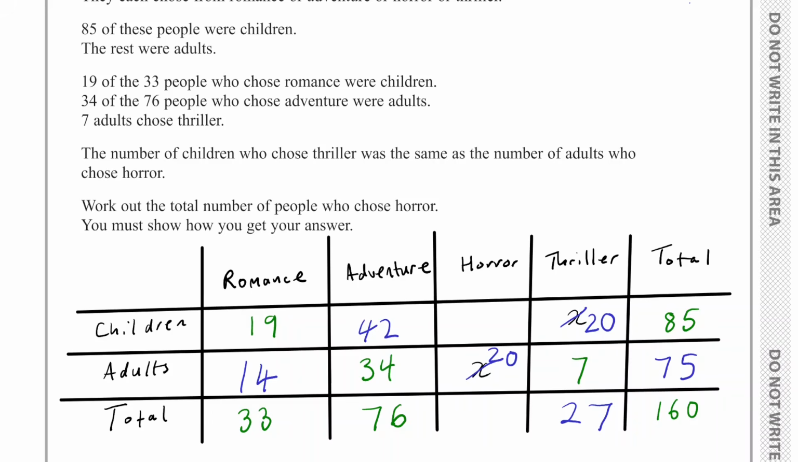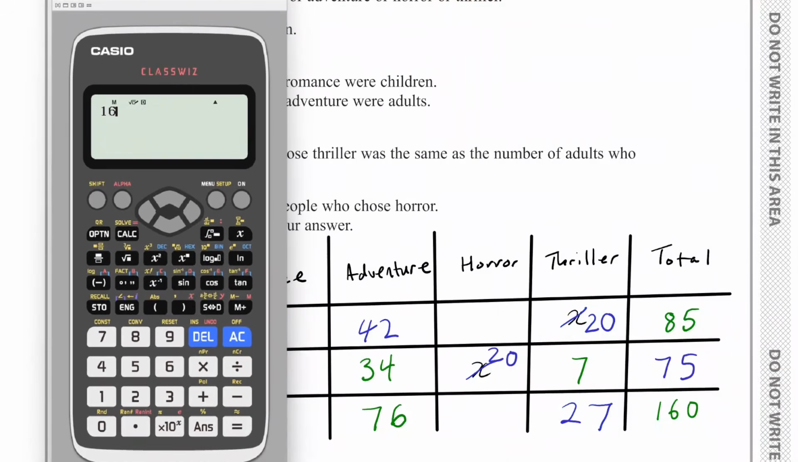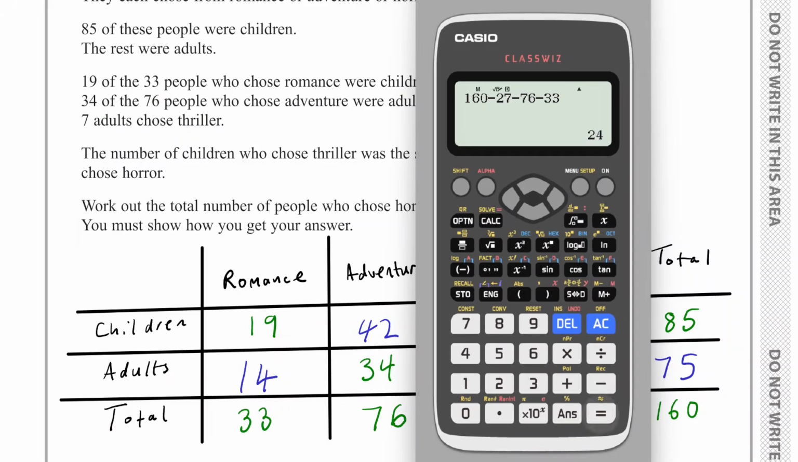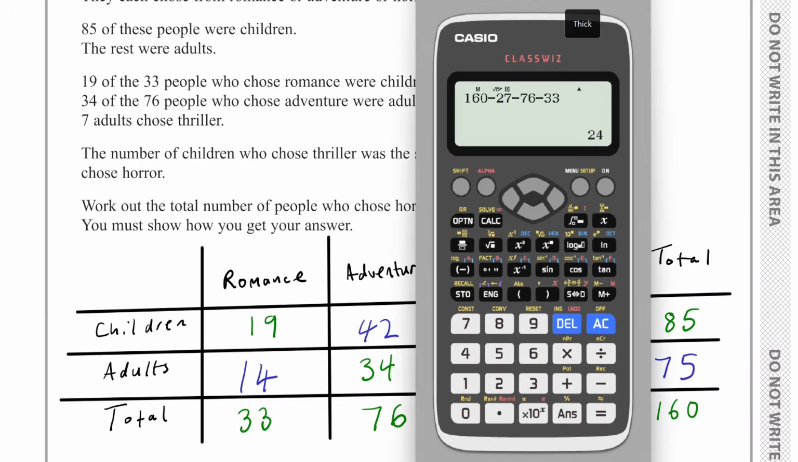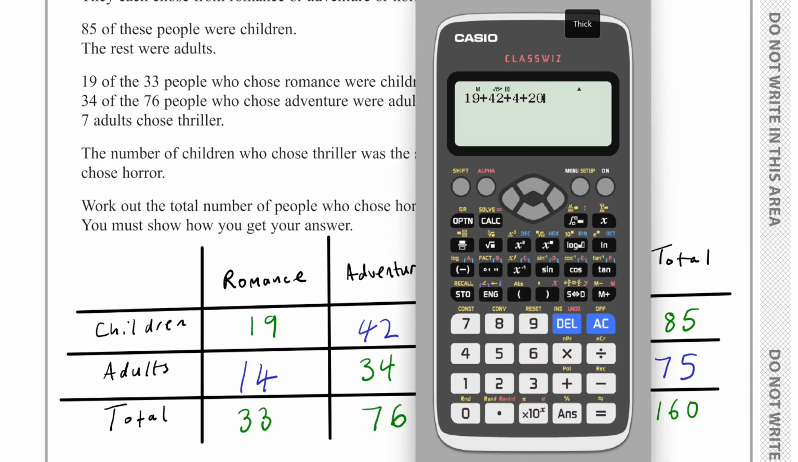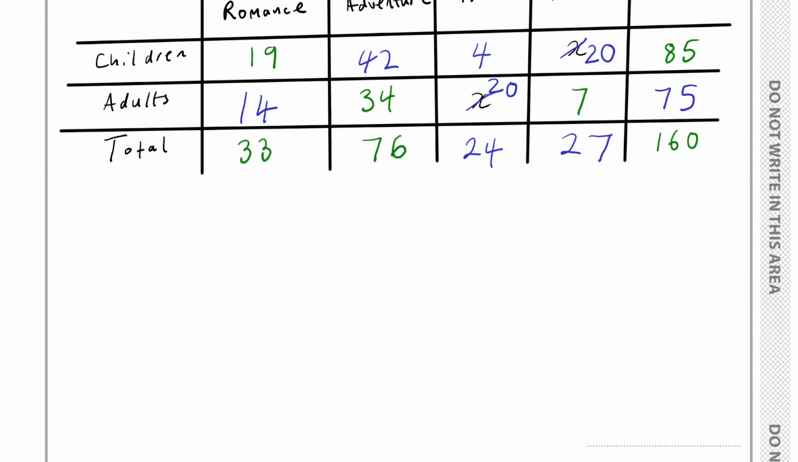We want the total number of people that chose horror. So we want this box. So it's 160, the total, take away the 27, take away the 76, and the 33, which leaves us with 24. So this missing one should be 4, and we'll check it works. 19, 42, 4, and 20 should be 85, and it is. So the total number of people that chose horror was 24.